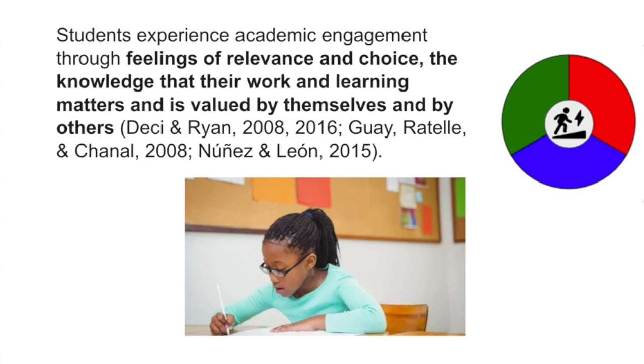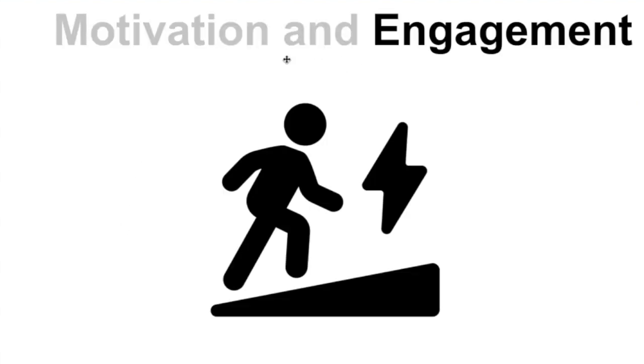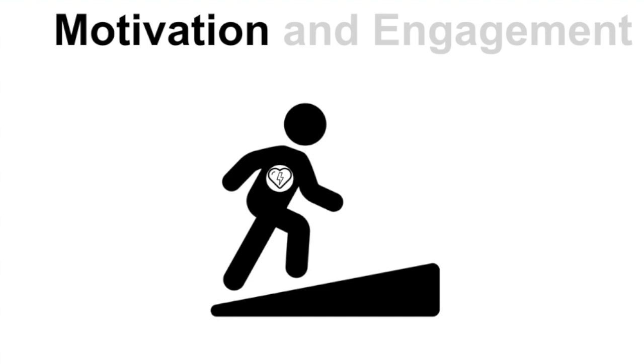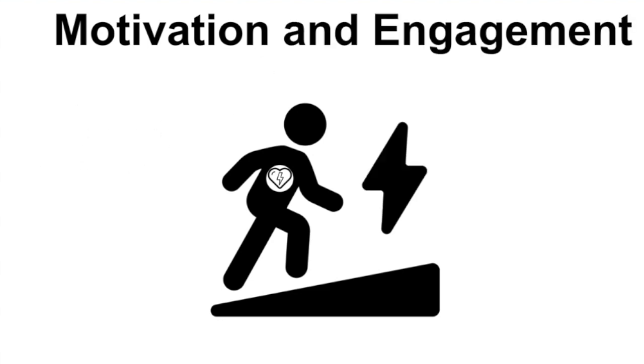And a number of studies have said that students will experience academic engagement through feelings of relevance, choice, a knowledge that their work and learning matters and that it's valued by themselves and by others. So our role as educators should be to design learning experiences with these elements in mind. And all of that together is what we mean by student engagement. What is observable on the outside when it comes to academic tasks, in contrast to motivation, which is the internal drive. But remember, motivation and engagement are two separate but related elements.